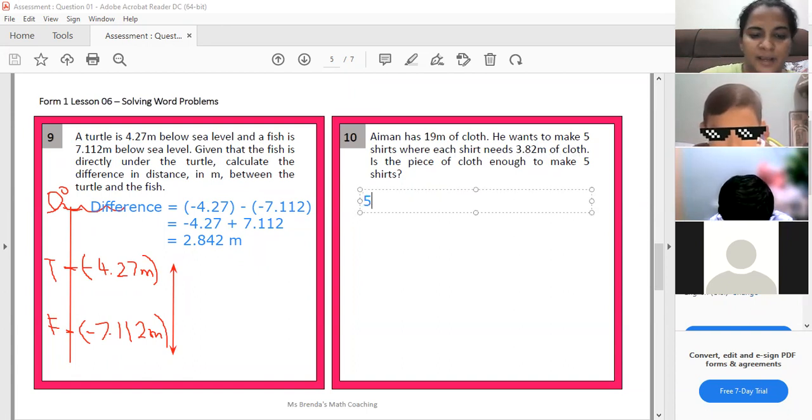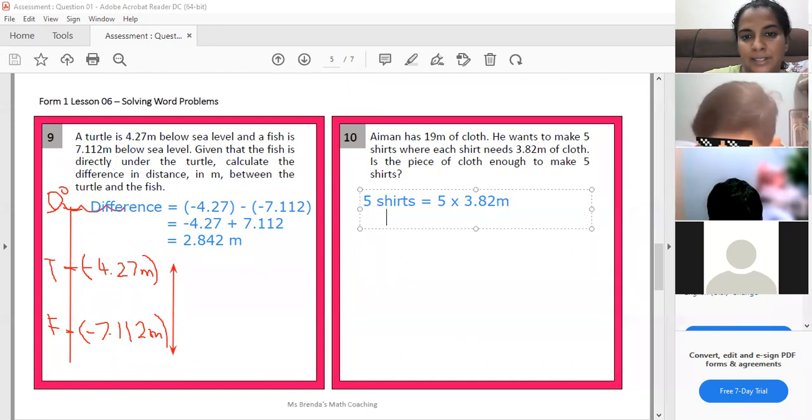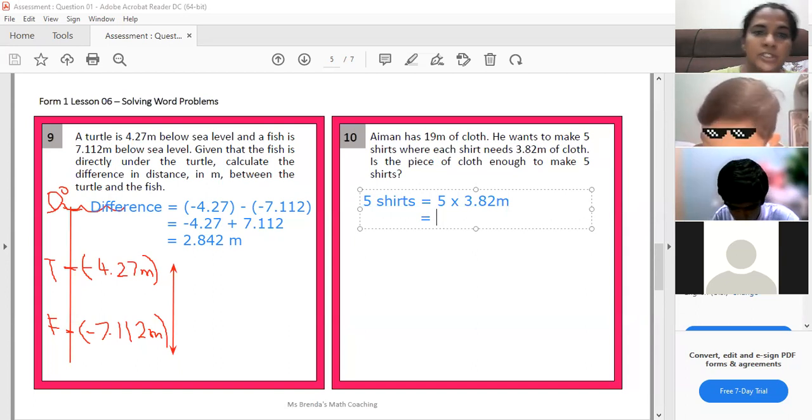So, 5 shirts would be equivalent to 5 times 3.82 meters. Can someone calculate and tell me? You can use your calculator, please. What is the answer for the 5 shirts? Put in chat.